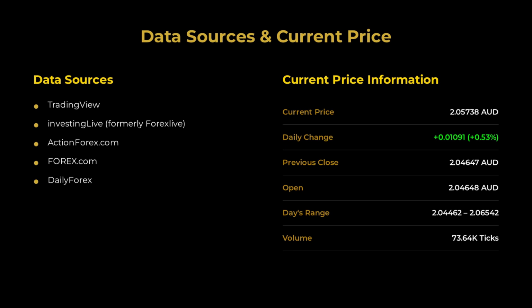As of October 14th at 11:20 GMT, GBPAUD is trading at 2.05738 Australian dollars, showing a positive daily change of plus 0.53% or plus 0.01091. The pair opened at 2.04648 with a previous close of 2.04647. Today's trading range spans from 2.04462 to 2.06542, with volume at 73.64 thousand ticks, indicating healthy market participation.